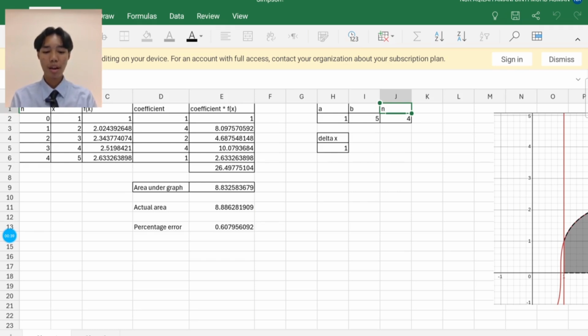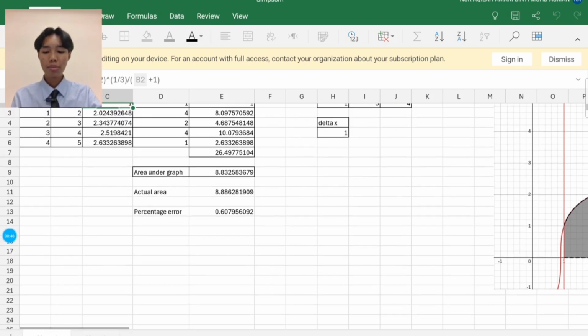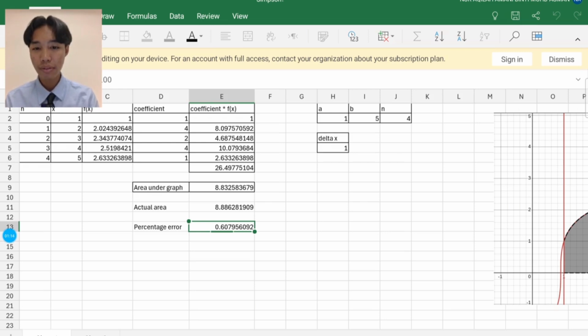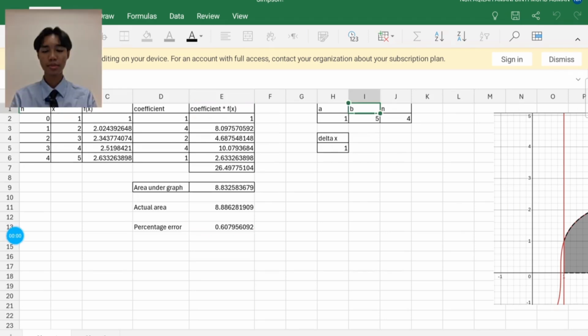Next, to find its width, we got 1, since a and b stand for limit and n stands for subintervals. So the value of x that we need to substitute into the function starts from 1 and is followed by the next value, which is 1 plus h, which is 1. So 1 plus 1 is 2, 2 plus 1 is 3, 3 plus 1 is 4, and finally 4 plus 1 is 5. And then for percentage error, we compare between the actual value and expected value. Thus, we got 0.607956092.